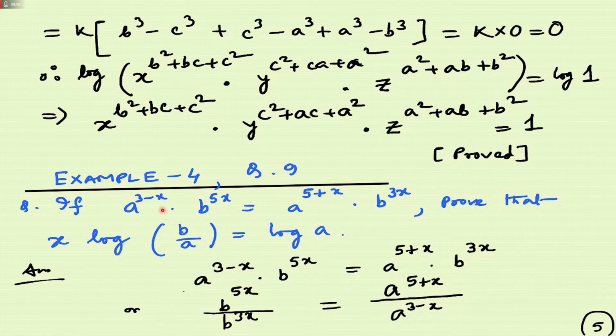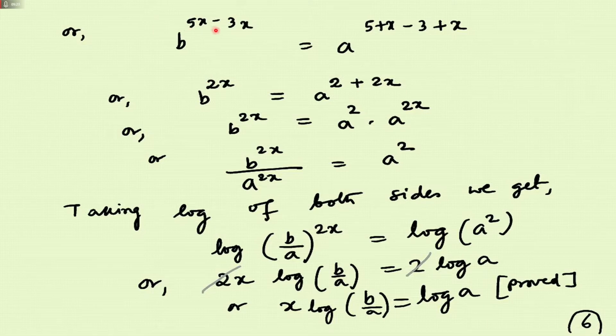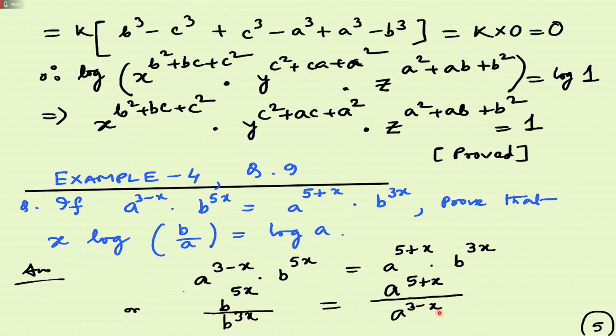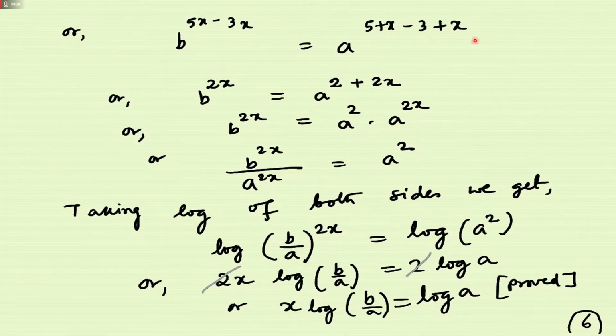So in the given part there is no log, so it is clear that you have to take log. But before taking log, we just simplify it by dividing b to the power 5x by b to the power 3x and a to the power 5x by a to the power 3 minus x, and use here the laws of indices. So you will have b to the power 5x minus 3x, and here a to the power 5 plus x minus of this, so this will give you minus 3 plus x.